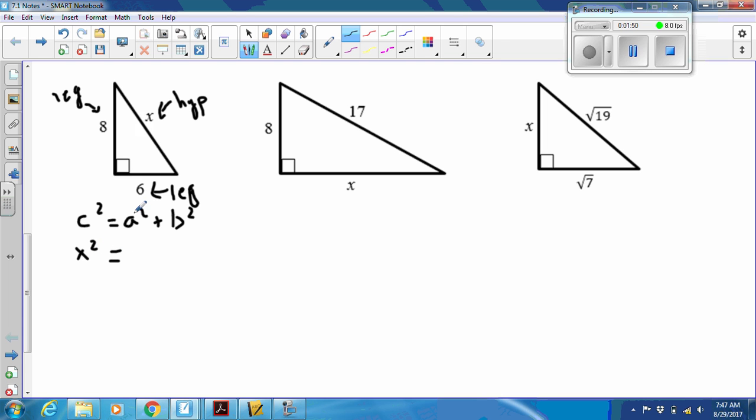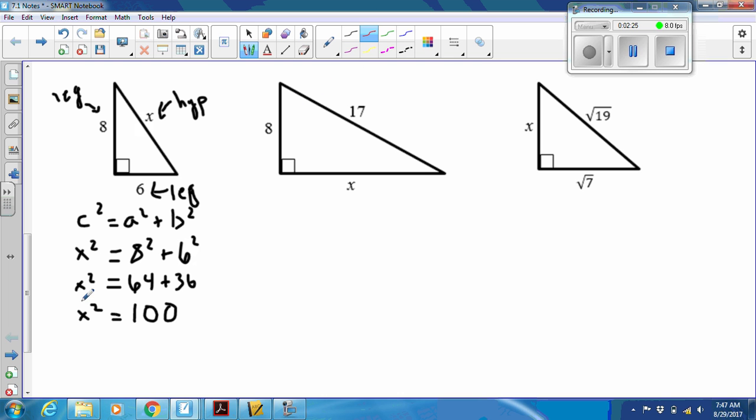Now, a squared could be anything. It could be your 6 or your 8. It just needs to be one of the legs. So I'm just going to put 8 squared here, and then plus, now we plug in our other leg, which is 6 squared. So now we have x squared, and make sure that you calculate 8 squared, which is 64, plus 6 squared, which is 36. So we have x squared equals, now we add 64 and 36 together, 100.